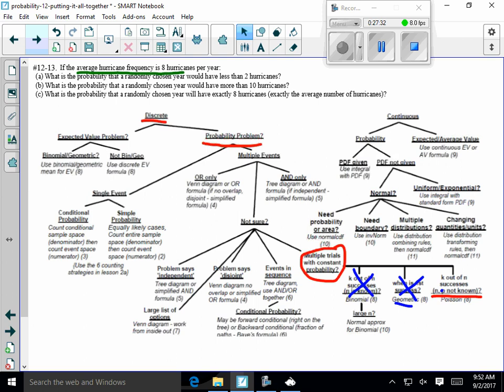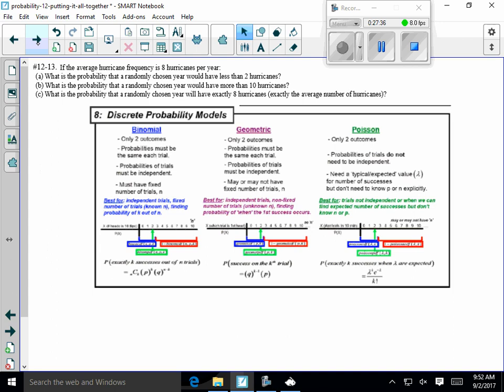Now, all 3 models work the same way. They're just used in different situations. This one's going to require the Poisson model. So here's a comparison of the models. It's just like all the others. We have to have only 2 outcomes. These are the things we have to have. And in this case, it would be that you either have a hurricane or you don't have a hurricane. So a yes would constitute a hurricane, right?